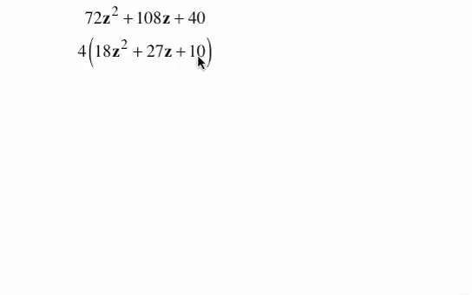Now, is this a perfect square trinomial? It's not. A is not equal to 1, so this is an a not equal to 1 trinomial, so we're going to have to use PSF. We're looking for the product of the first and last terms, which is 180z squared. So we're looking for the factors of 180 that add up to give you the middle term, which is the sum, 27z. So we're looking for the factors of 180 that add up to give you 27.